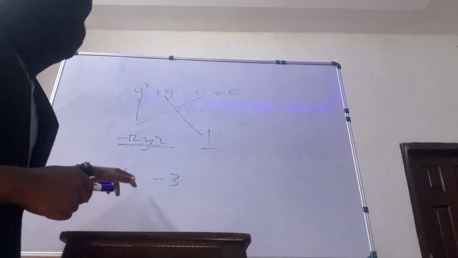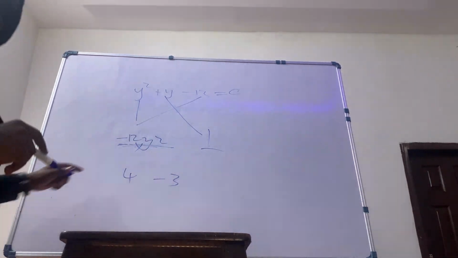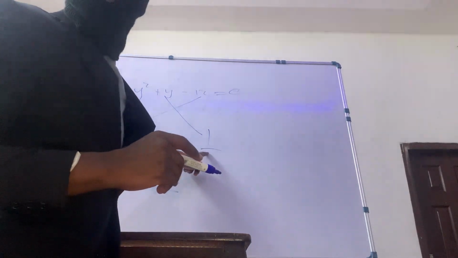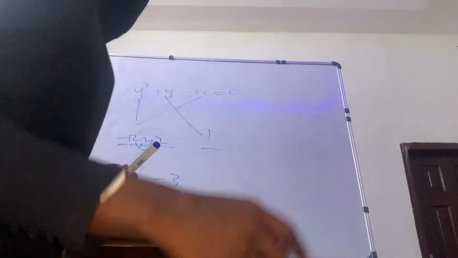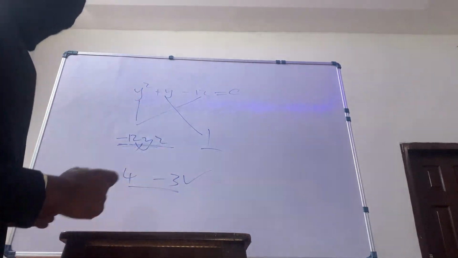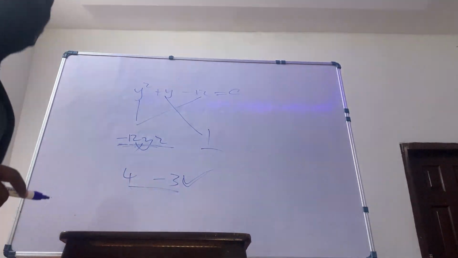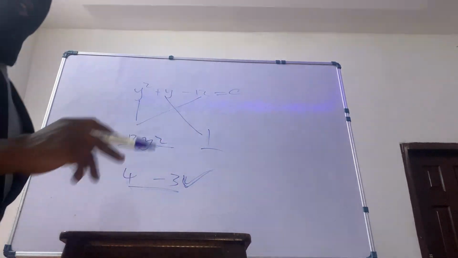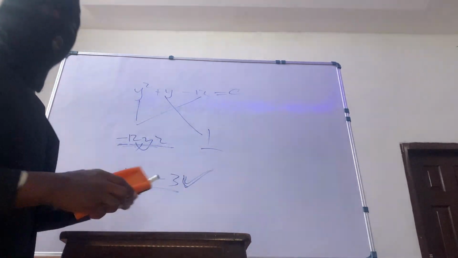4 multiplied by minus 3 gives minus 12. And if I perform the summation of these two numbers, it gives 1. Then these two numbers satisfy the condition. They're a perfect match. Nowadays, we would say these two numbers are soulmates. Inseparable. They are deeply in love. Nothing can separate them.